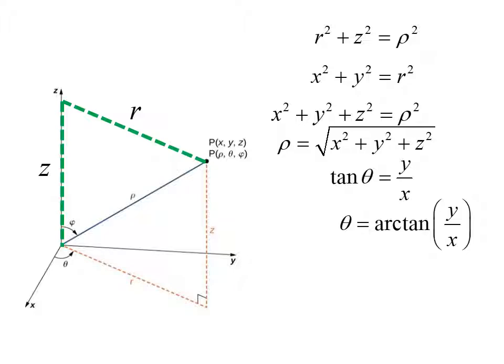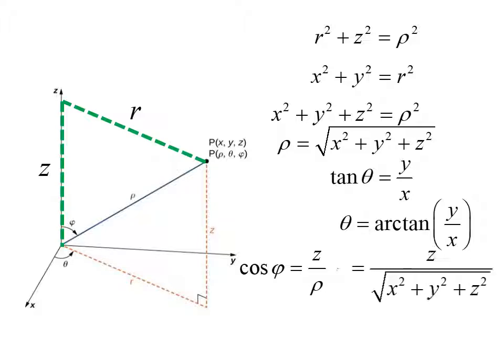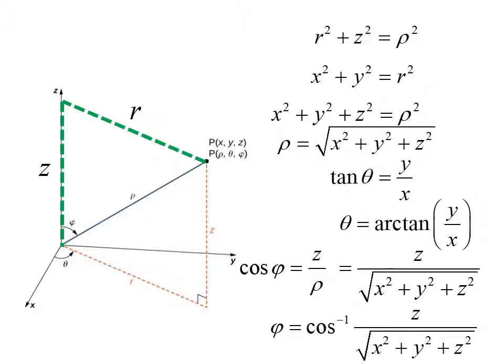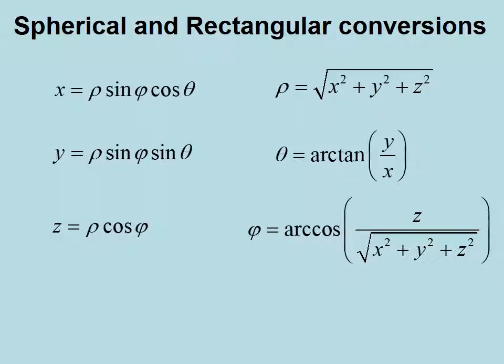Now, back in this triangle, we've got the cosine of phi is z over rho, and the rho was the square root of x squared plus y squared plus z squared. So we have a relationship now between the phi and the x, y, and z, where we can find the value of phi. So here's a chart, which is also on the handout, of all of those relationships.